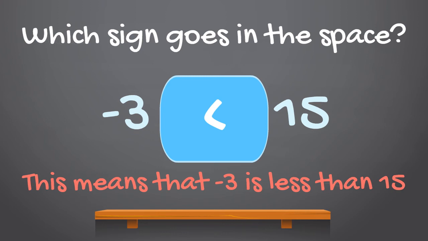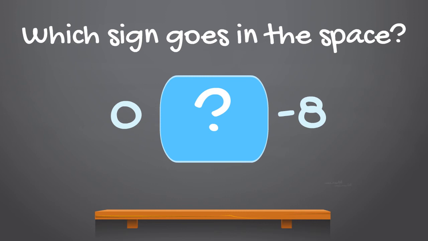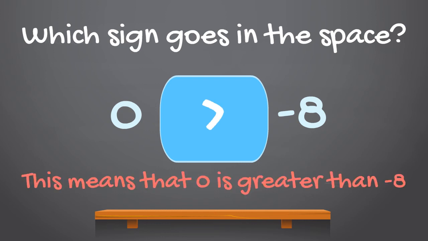Let's go again. These two. What sign goes in the missing space? Pause the video and write down an answer. Well, you should have this sign here. Believe it or not, as weird as it sounds, 0 is greater than minus 8.